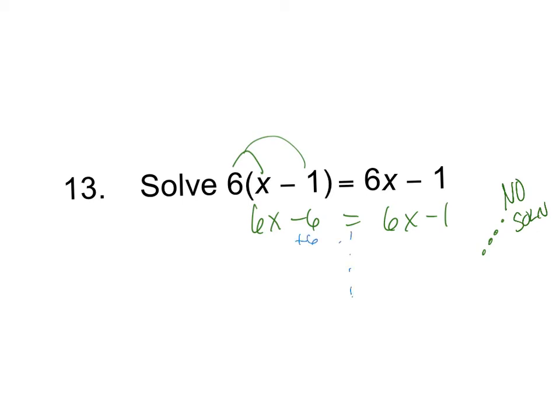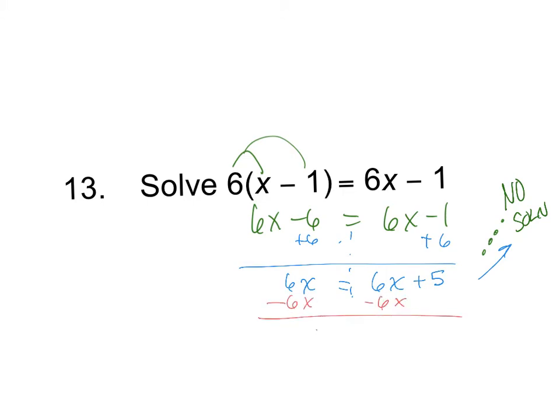But if you were in the middle of solving it and you followed your steps like normal, let's say you add 6, you would have gotten 6x is equal to 6x plus 5. At this point, you might have said no solution. Or you might have continued, and you would have gotten 0 is equal to 5, which is not a true statement, and that's the reason why it's no solution.